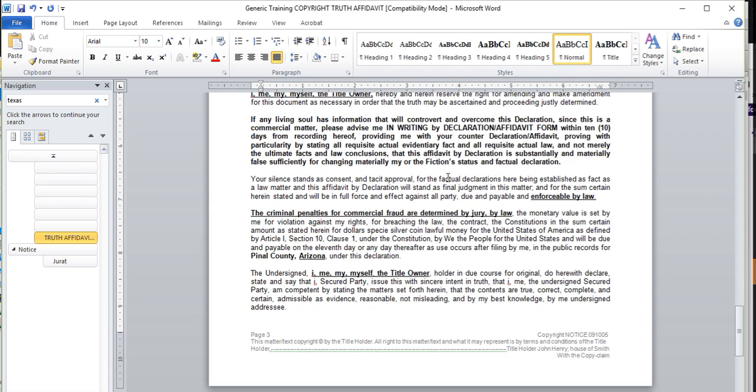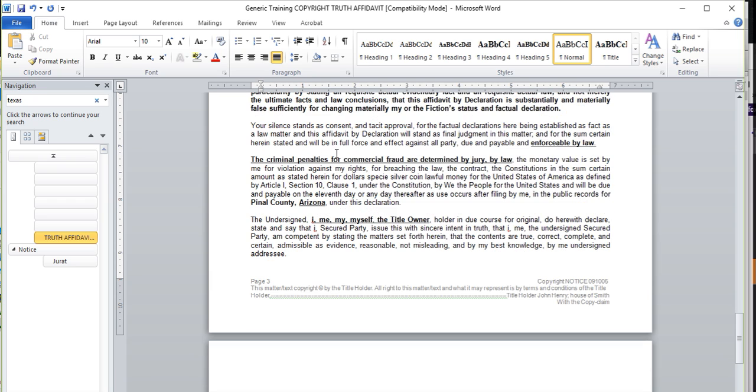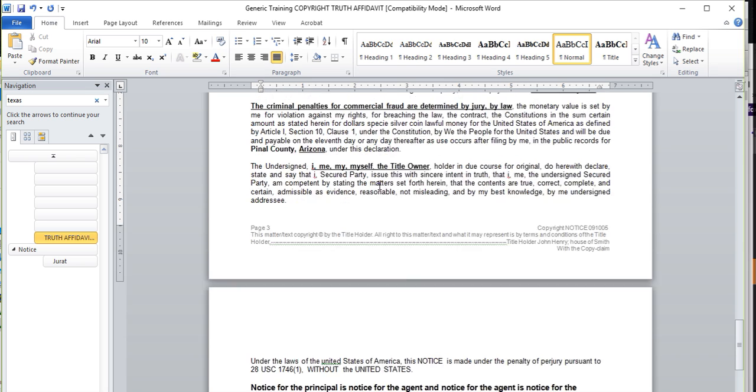Your silence stands as consent and tacit approval for the factual declarations herein being established as fact as a matter of law, and this affidavit by declaration will stand as final judgment in this matter, and for the sum certain stated herein will be in full force and effect against all parties, due and payable and enforceable by law. The criminal penalties for commercial fraud are determined by jury and by law. The monetary value is set by me for a violation against my rights, for breaching the law, the contract, the constitutions, and some certain amount as stated herein for dollar specie, silver coin, lawful money for the United States of America as defined by Article 1, Section 10, Clause 1 under the Constitution by we the people for the United States, and will be due and payable on the 11th day or any day thereafter, as use occurs after filing by me in the public records for Pinal County, Arizona, under this declaration.